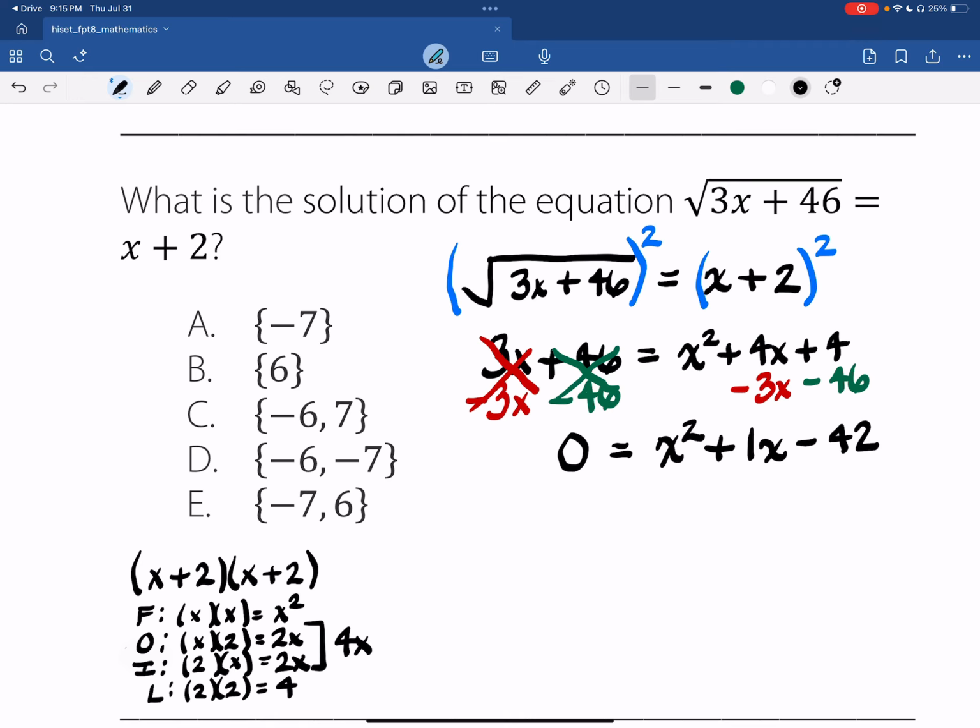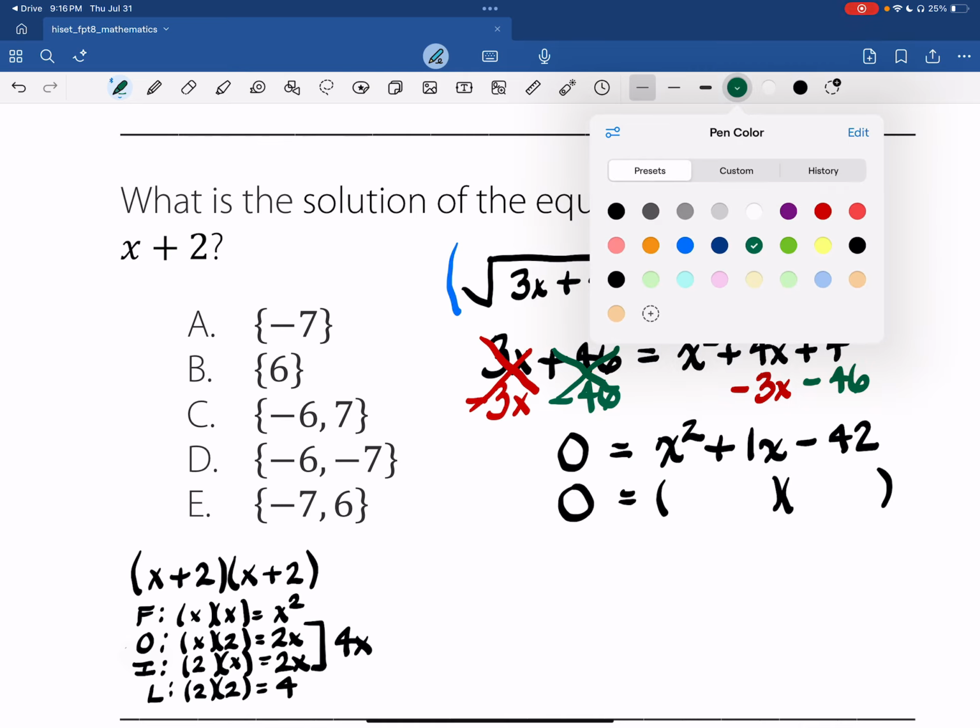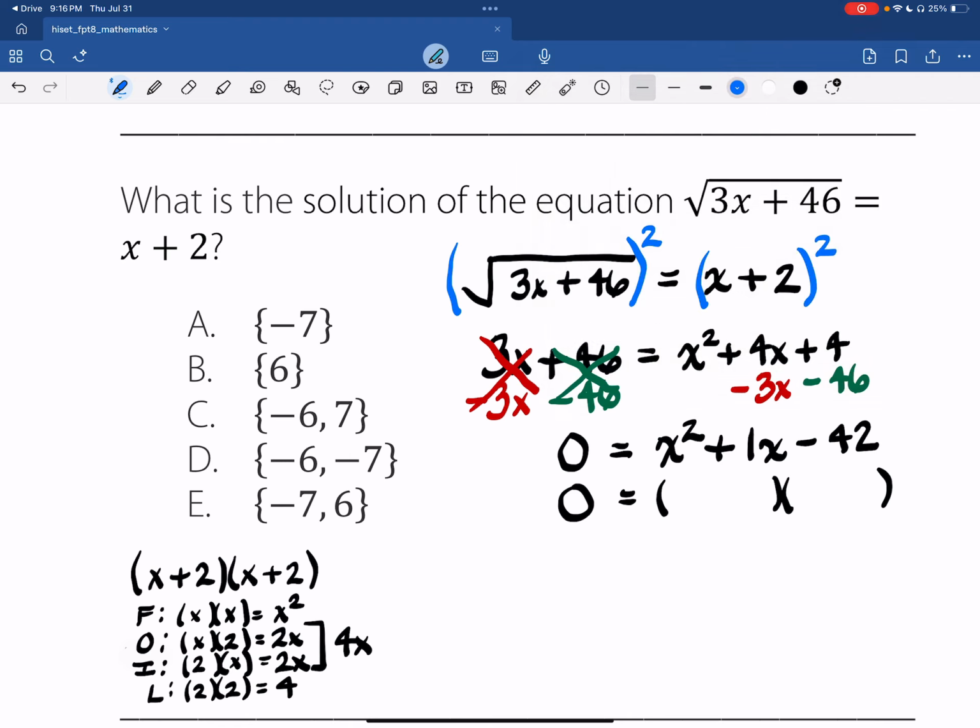Because now I can take this trinomial and break it down into its factors. But we need to think about those factors for just a second to figure out what they are. And I'm going to come over here with a different color and we'll figure that out. Let me just use blue. So over here, I want to get a negative 42. And I want my factors to add up to a positive 1.